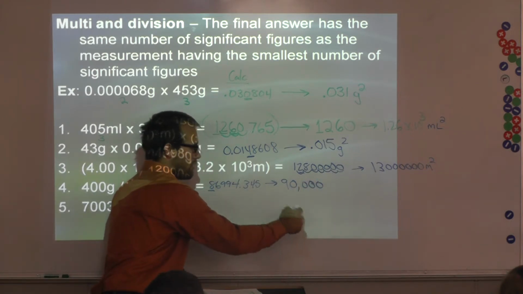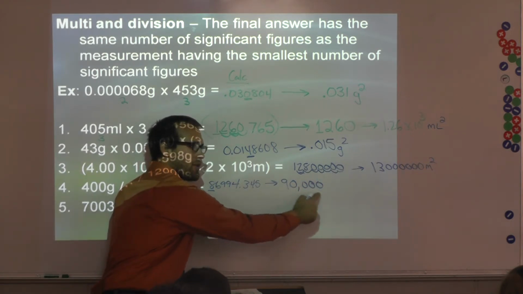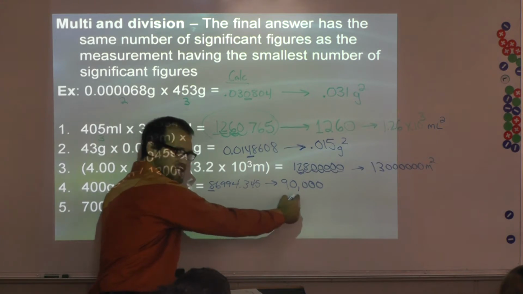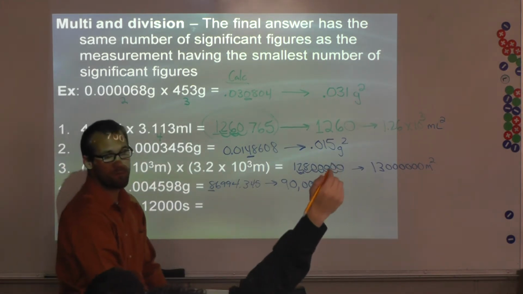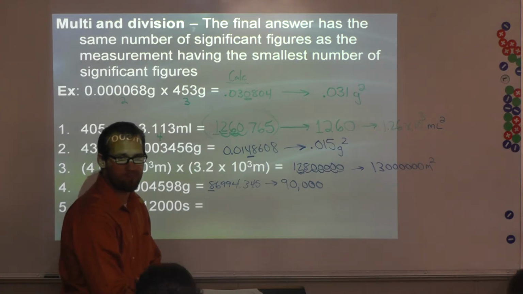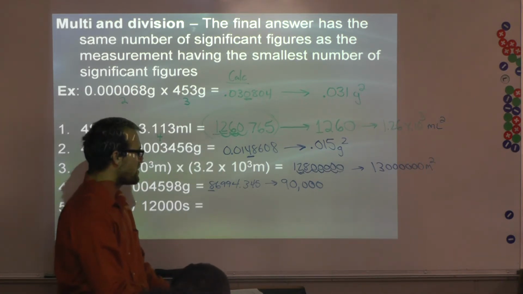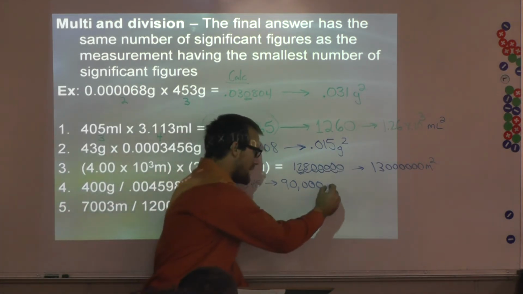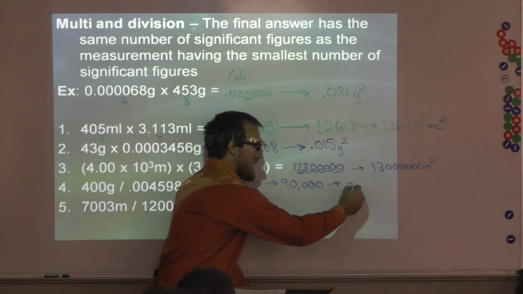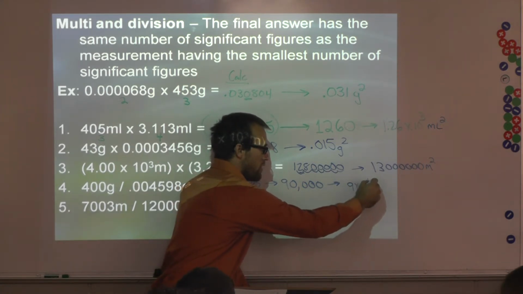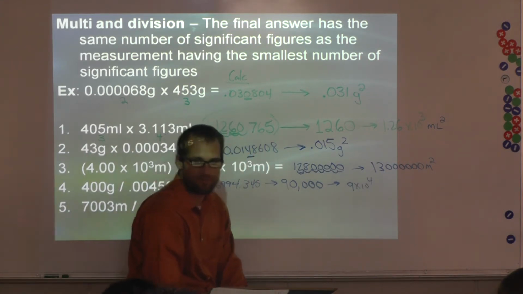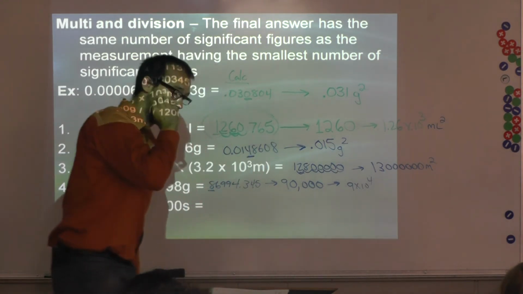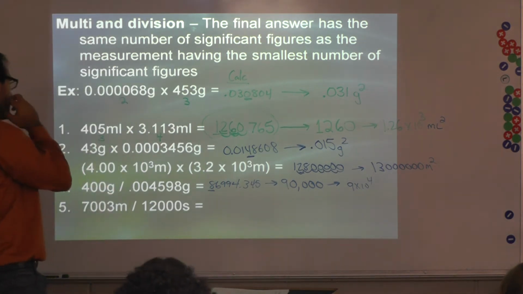By rule, aren't these zeros insignificant? So how many sig figs does this have? 1. Doesn't that agree with what we're supposed to show it as? Yes. You could write this in scientific notation, 9 times 10 to the 4th. Because if you do 9.0, that has 2. Good. And then units would be unitless.